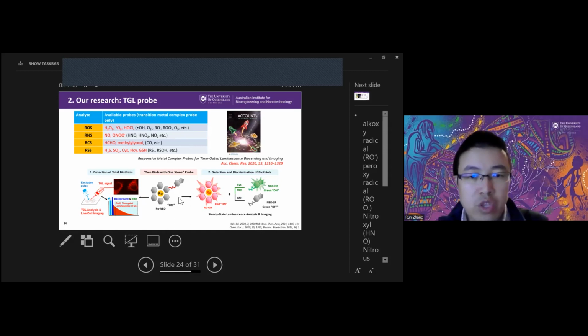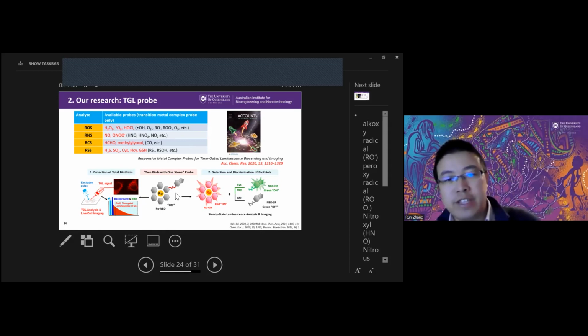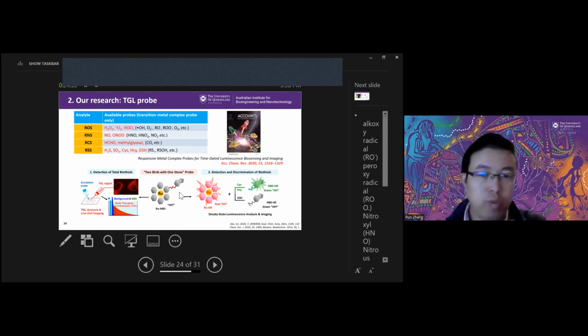We can use this probe for the total amount of biothiol detection with the time-gated luminescence detection, and we can also discriminate cysteine, homocysteine, and GSH by recording the emission color changes of the sample.